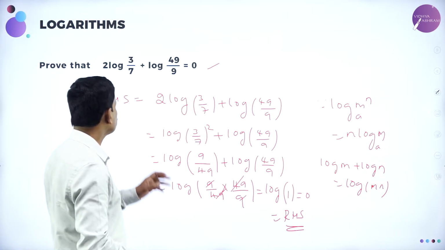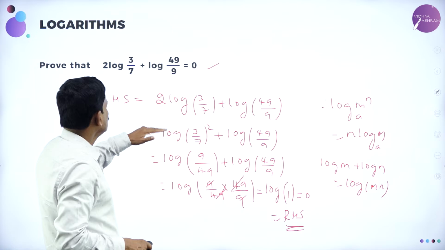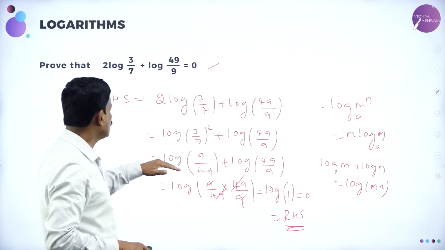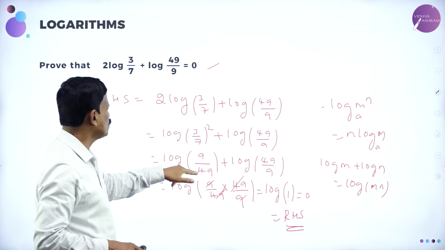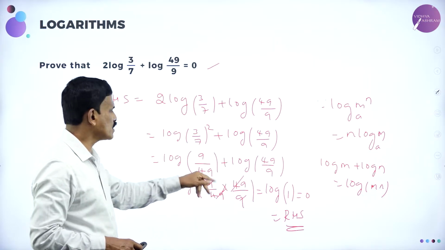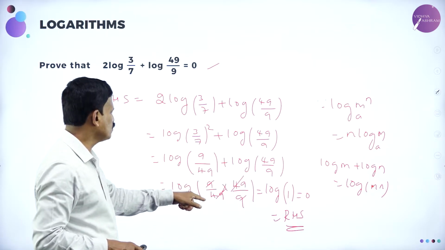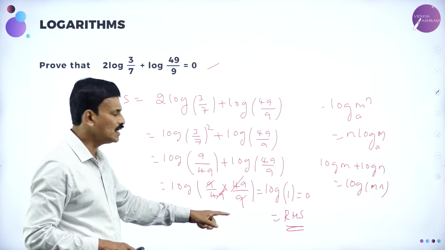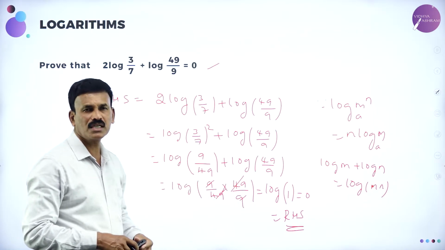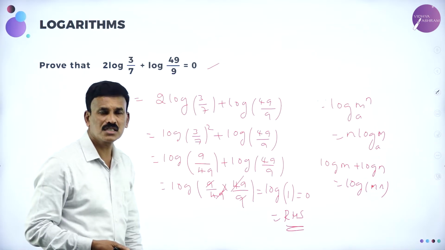Okay. See here, LHS is 2 log 3 by 7 plus log of 49 by 9. This is log m to the power of n plus log 49 by 9. So logarithm of 3 square by 7 square is 9 by 49 plus logarithm of 49 by 9 as it is. Log m plus log n is log m into n. So this can be written as log of 9 by 49 into 49 by 9. 9 gets cancelled, 49 gets cancelled. Logarithm of 1 is equal to 0, which is the required RHS. That's it. That is to be proved.